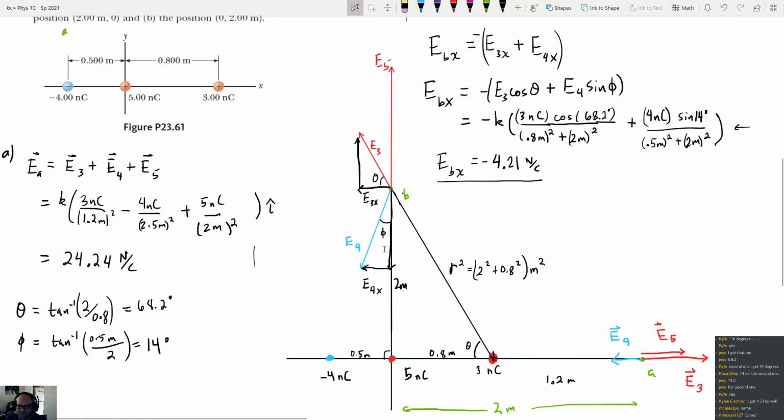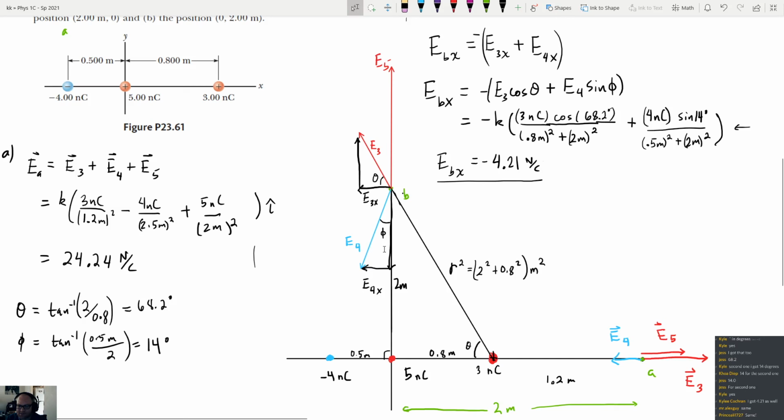Yeah. Okay. It seems like most people are getting the same answer. Yeah, it is negative 4.2. I thought you were talking about the x component for just one of them, but yes, it is negative 4.21. If you keep getting it wrong, keep in mind there is a nano right here, right? That's 10 to the negative 9.